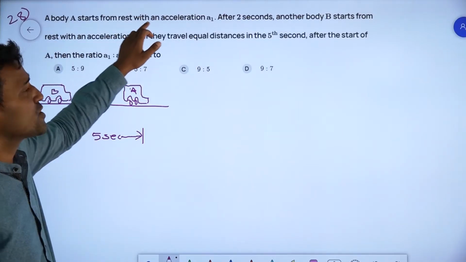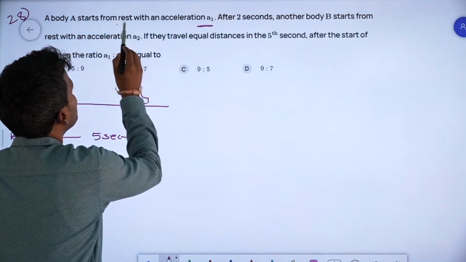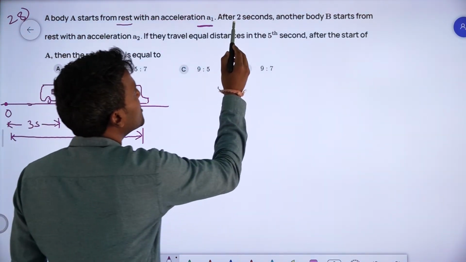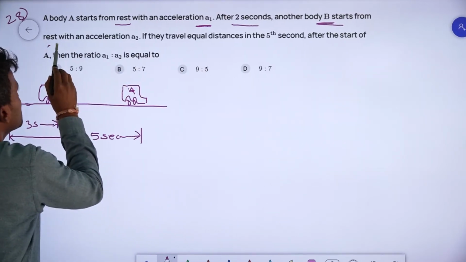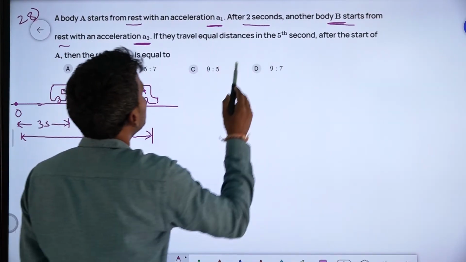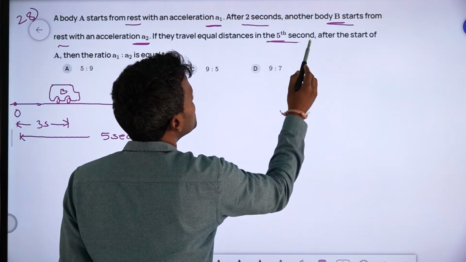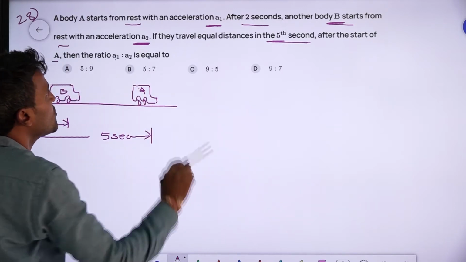A body A starts from rest with an acceleration a1, so u is equal to 0. After 2 seconds, another body B starts from rest with an acceleration a2. The distance covered in the 5th second after the start from A is equal. Find a1 to a2.